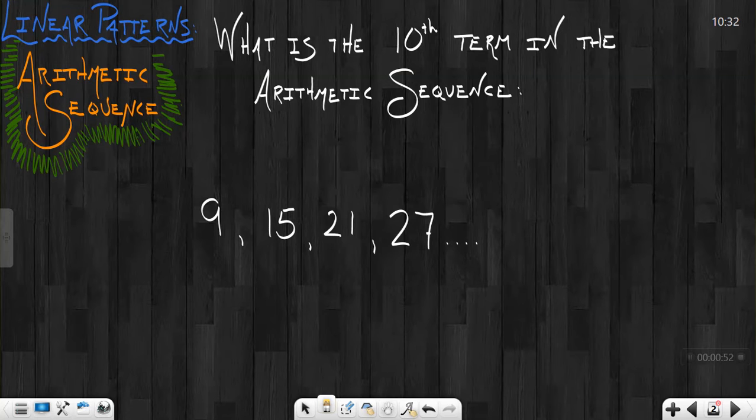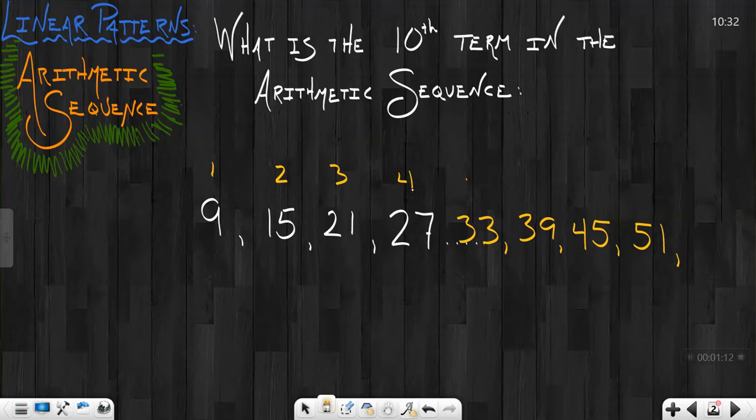But what if they're not asking for the next term in the sequence? What if they're asking for the 10th term? Well, as we saw, we can add 6 again to get 33. We can add 6 again to get 39. Add it again to get 45. We can add it again to get 51. And we can count to see where we're at now: 1, 2, 3, 4, 5, 6, 7, 8. So not there yet. 9 would be 57. And then 10, I'm running out of room here, but if I added to that, I would get 63. So that would be my answer. 63 would be the 10th term in this sequence.